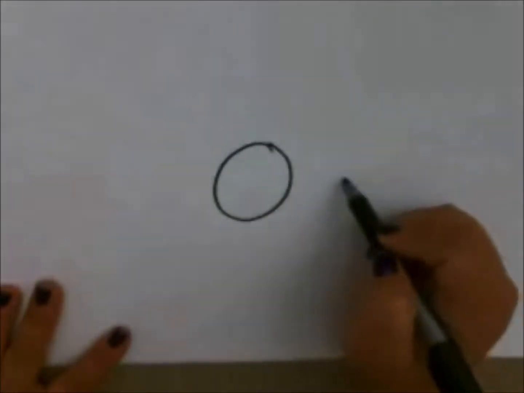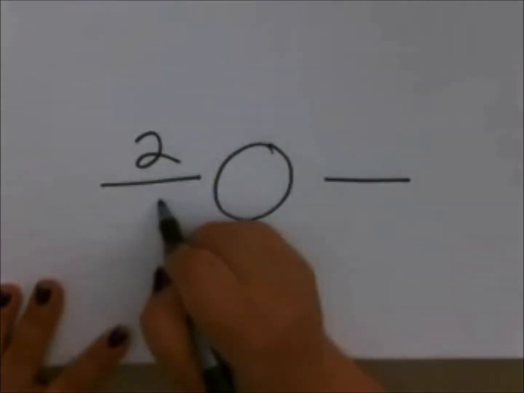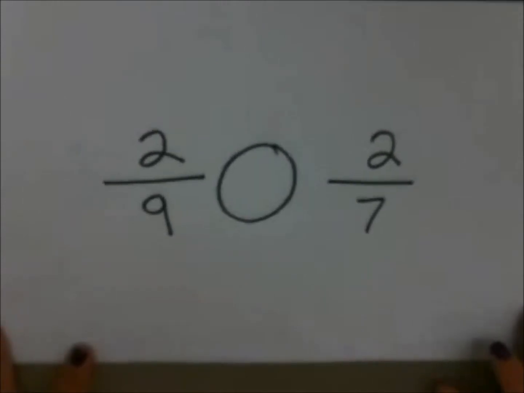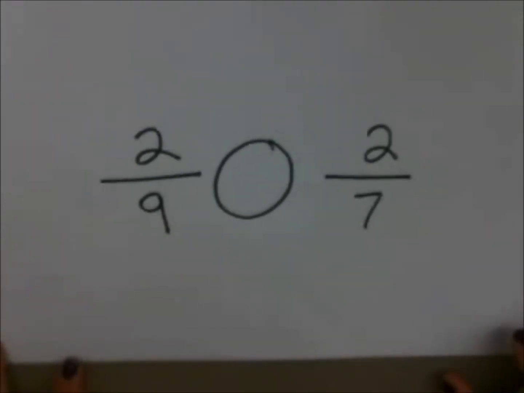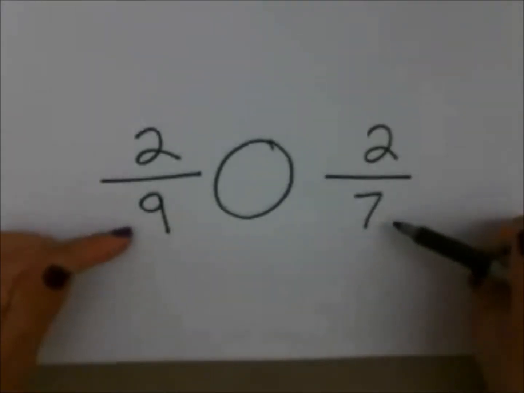When we are comparing fractions, like 2/9 and 2/7, we can solve this problem by simply understanding that when the numerators are the same, the number on the bottom, the smaller one, indicates the larger piece.